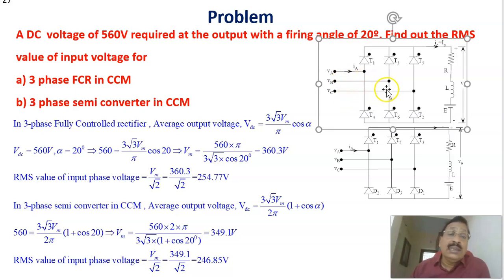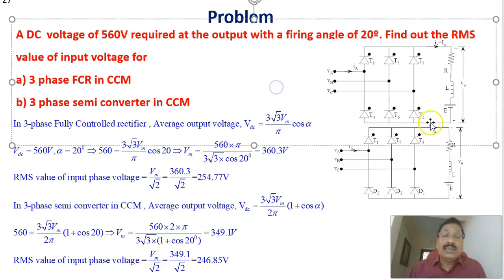That's the question here. We consider two cases. One is a three-phase fully controlled rectifier, where all the thyristors T1, T3, T5, T2, T4, T6 are used. It's a fully controlled rectifier. Second one, same topology, but these thyristors are replaced by diodes, called a semi-converter or 3-pulse converter, the 3-phase semi-converter. Both are in continuous conduction mode. Okay. Now let us see the first one.